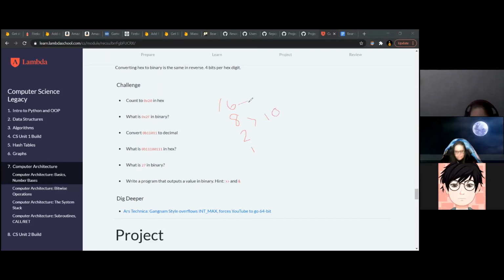10, 7, 27. 1, 2, 4. So this is 7. So that one's going to be 128 all the way at the left. 8. And then you go to 64. And then 32. It's not how they 30, right? 2.